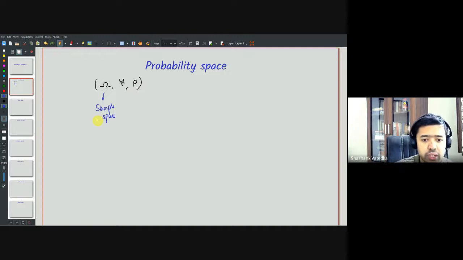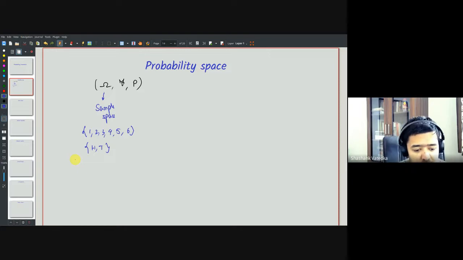For example, if you're rolling a die, then the sample space essentially is all the possible outcomes: 1, 2, 3, 4, 5, or 6. If you're tossing a coin, then there are 2 possible outcomes, head or tail, and the sample space consists of the 2 outcomes, right? So for rolling of a die, the sample space consists of 1, 2, 3, 4, 5, and 6. For tossing of a coin, it is head or tail.